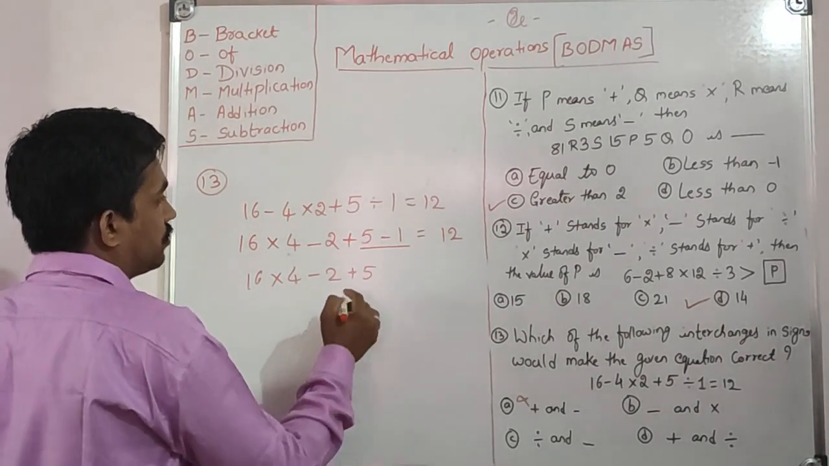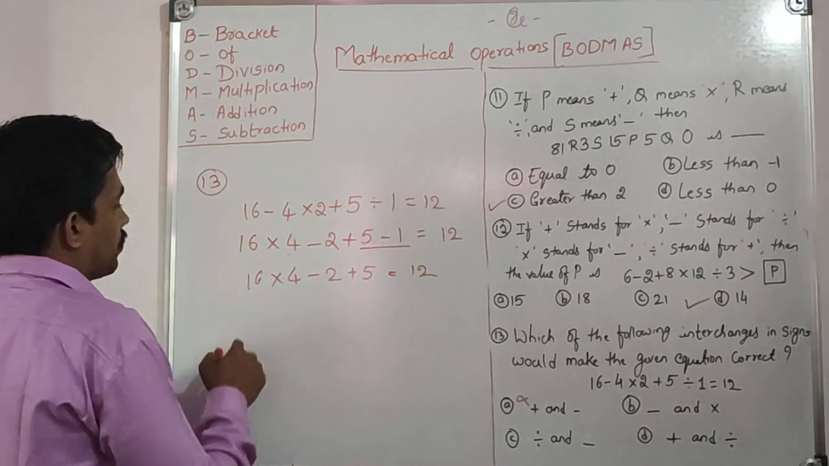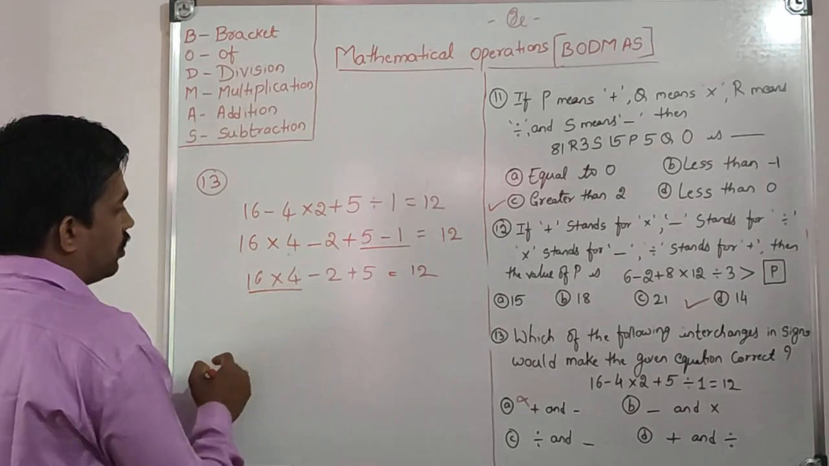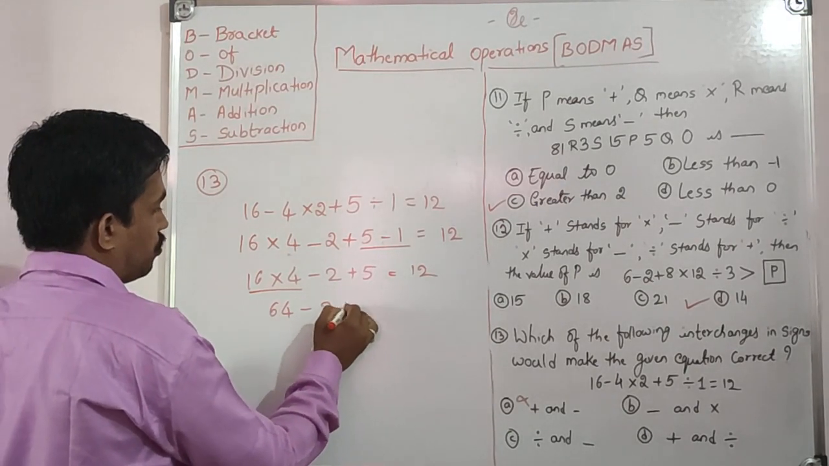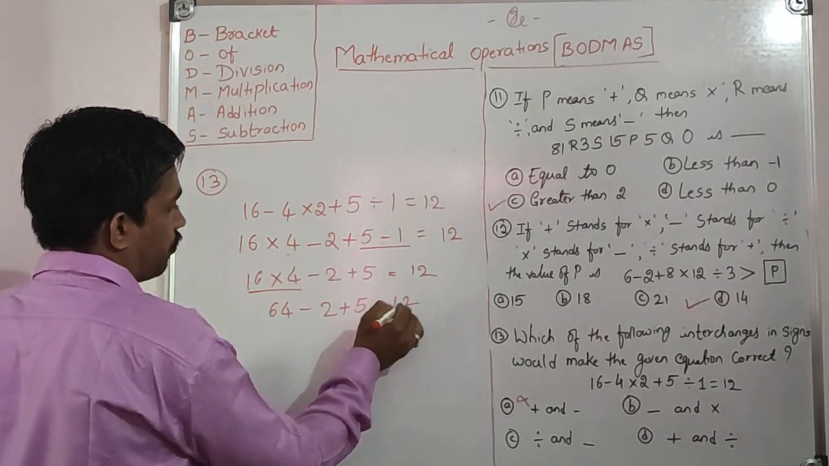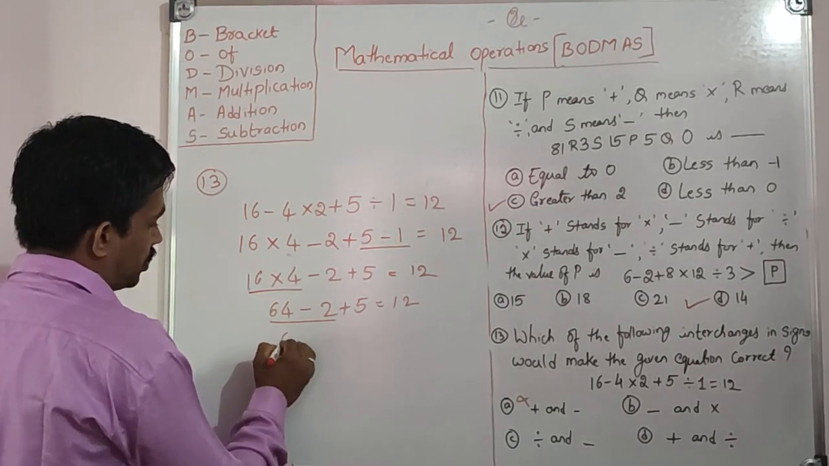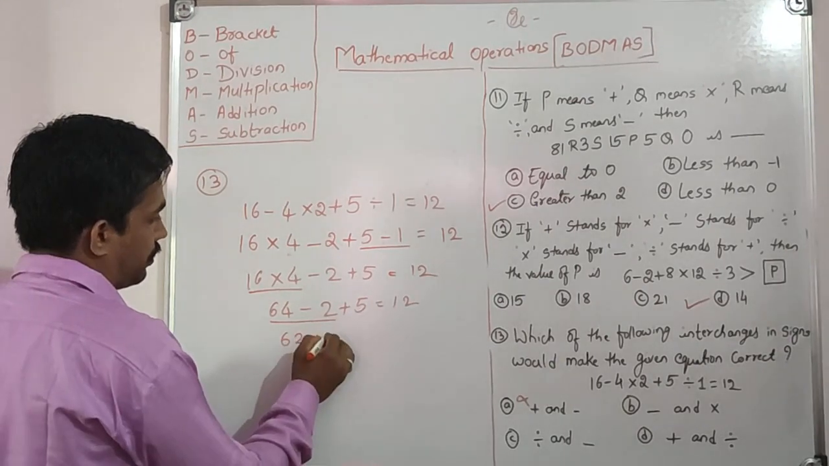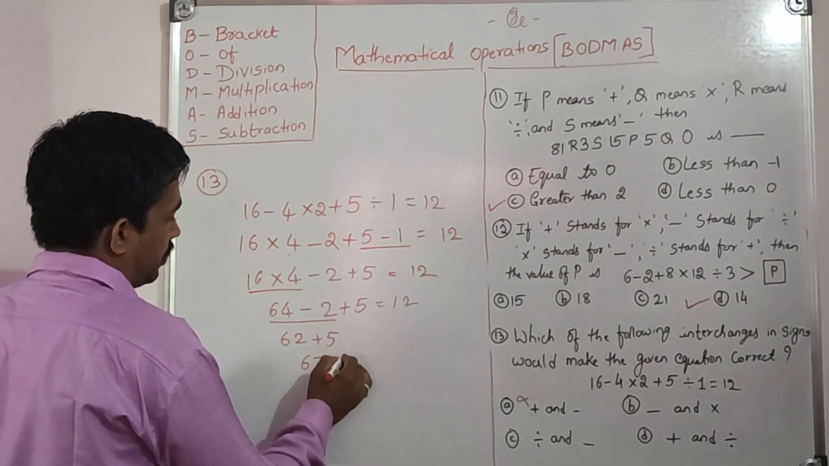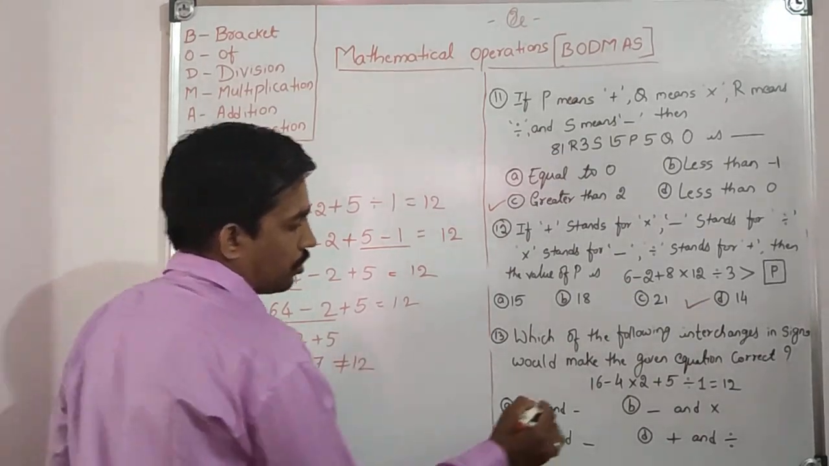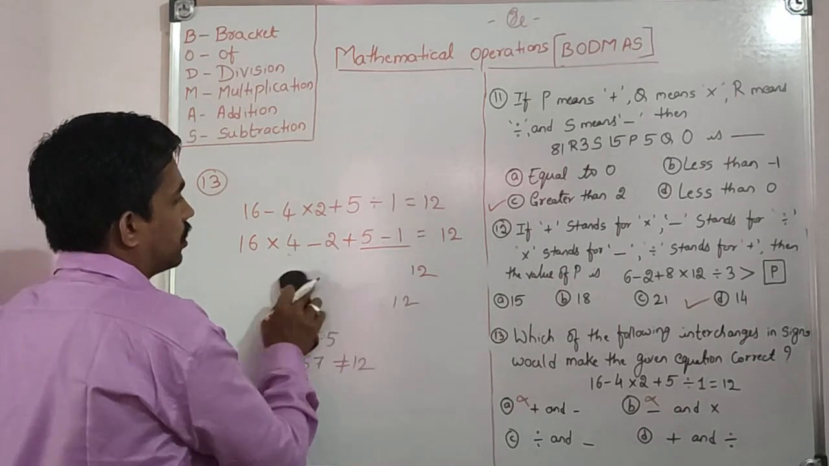5 divided by 1 is 5. And then next we have to solve this. 16 4s are 64 minus 2 plus 5 equal to 12. And then these two, 64 minus 2 means 62 plus 5. It is 67. It is not equal to 12. So our second option is also not working. And then move to the third option.